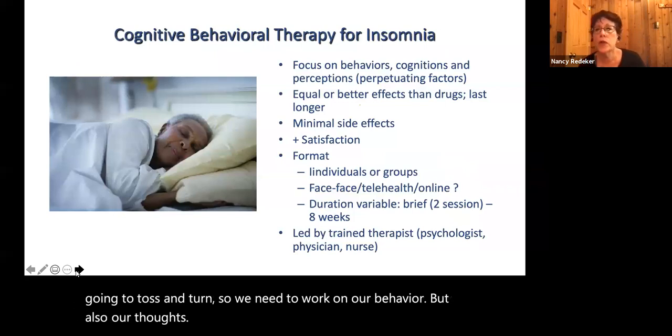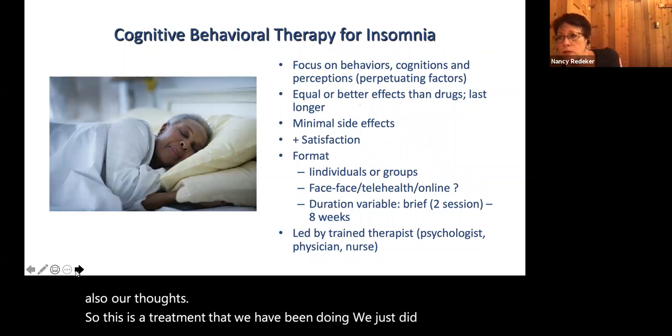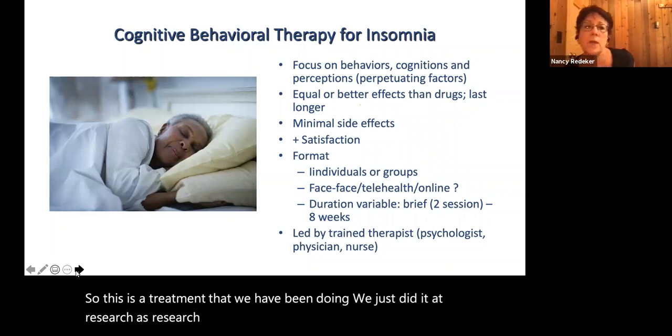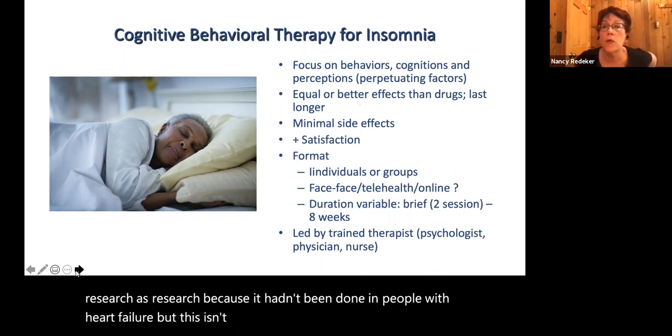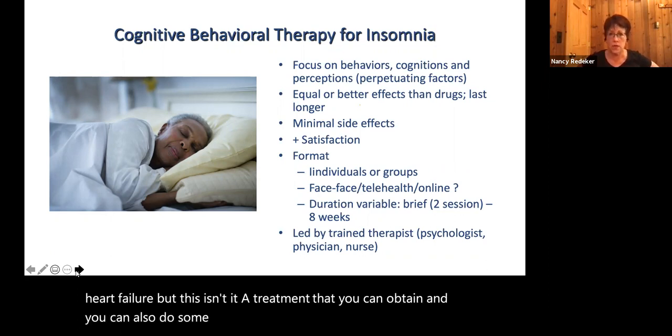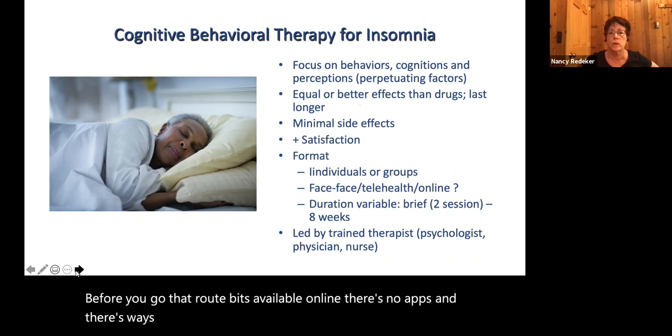So this is a treatment that we have been doing. We just did it as a research because it hadn't been done in people with heart failure. But this is a treatment that you can obtain, and you can also do some self-management of this. It's available online. There are now apps and ways to help yourself to do it.